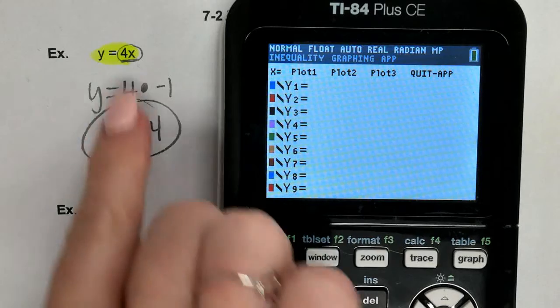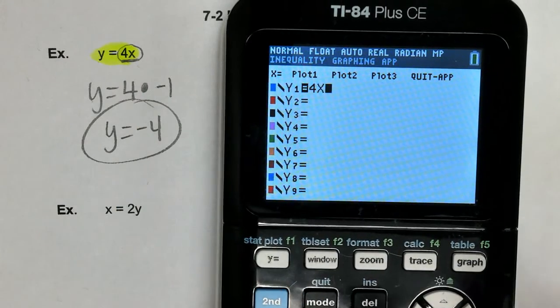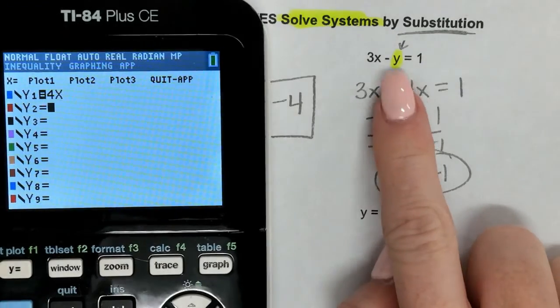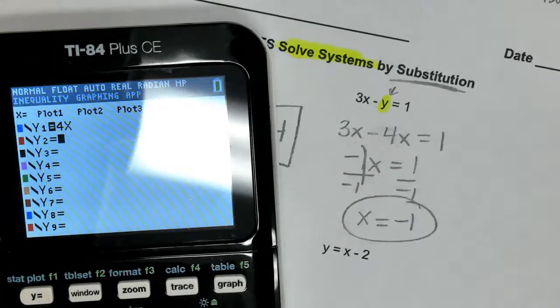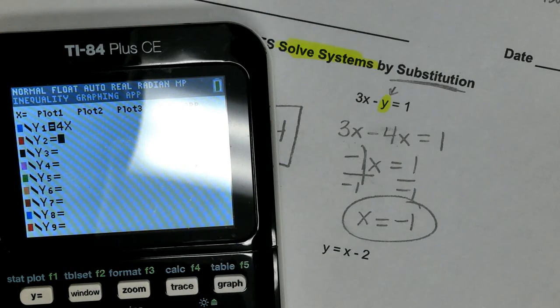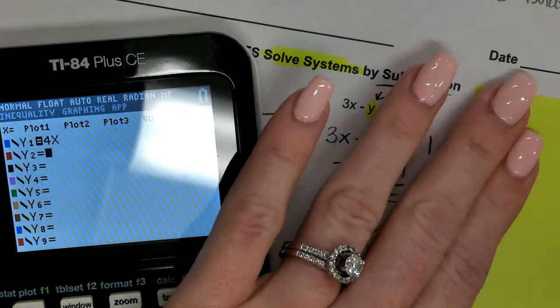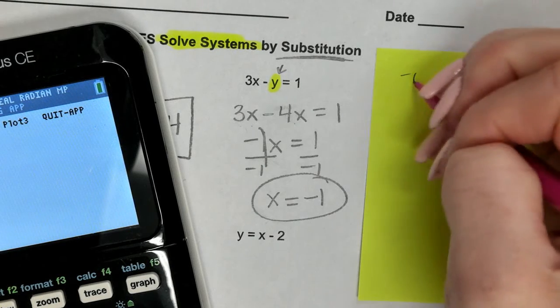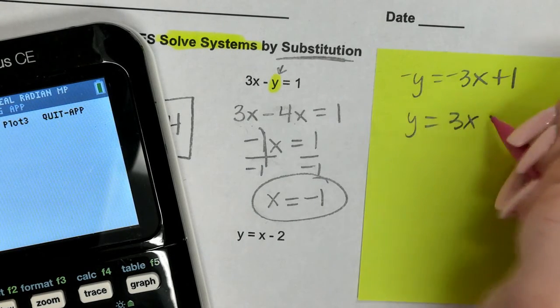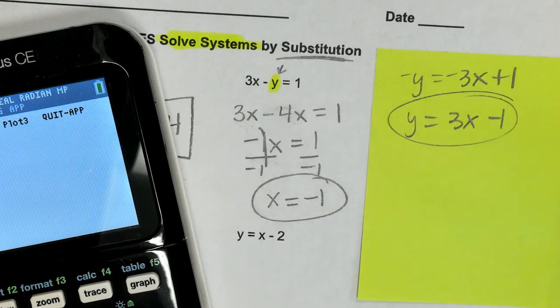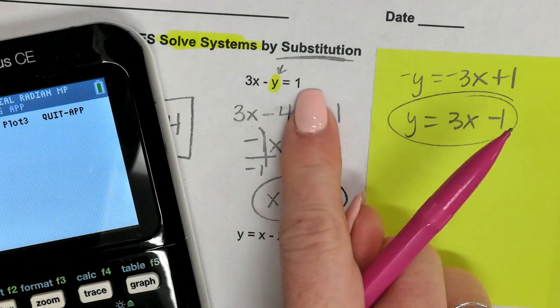I could type in y equals 4x, and I would have to change this to y equals. Are y'all with me? So I'll just do it on a sticky note so I don't put it on my paper, but I have negative y equals negative 3x plus 1, y equals 3x minus 1. So that's what I would type in my calculator.